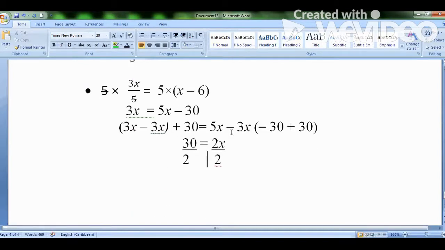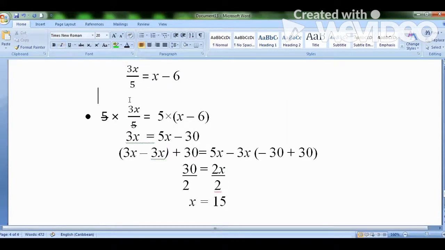So these two we cancel, don't we? So x is equal to 50. All right. So even though the x is on the right, you can just switch it around and put it on the left. All right, guys, so that's the whole question.